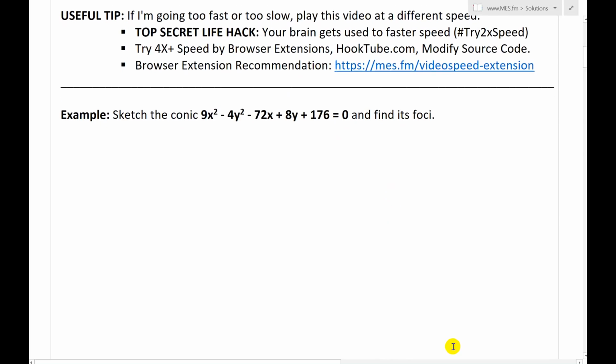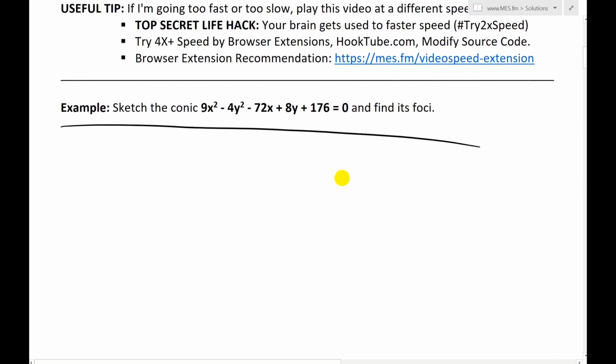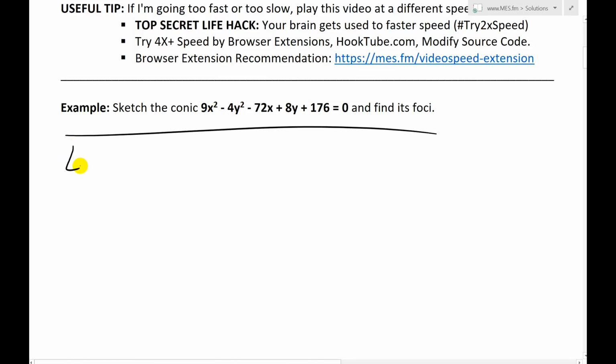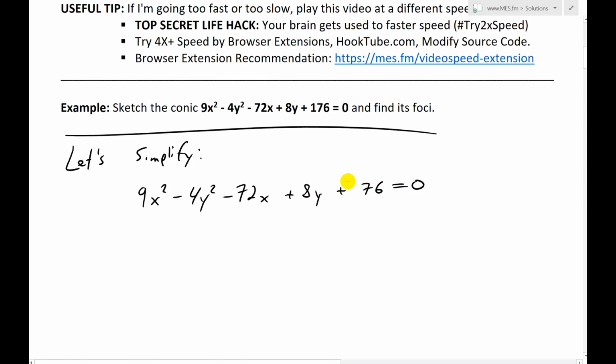Now while this seems long, recall my earlier examples on shifted conics, that we could simplify this and then complete the square for both the x and y variables. So what we'll do now is simplify the whole thing. First I'll just write down that formula: 9x squared minus 4y squared minus 72x plus 8y plus 176 equals 0.